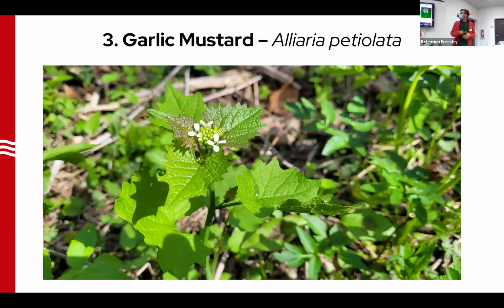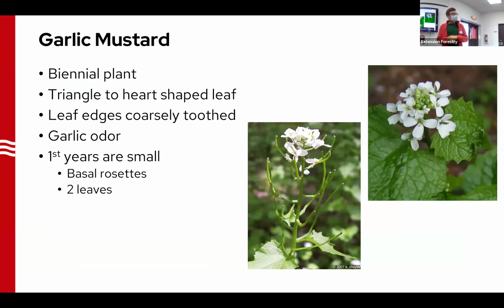Garlic mustard. Garlic mustard is a biennial plant, so it is going to live for 2 growing seasons. In that second growing season, it's going to flower, seed, and then die. So that's an important characteristic when we compare it to common buckthorn and invasive honeysuckle.